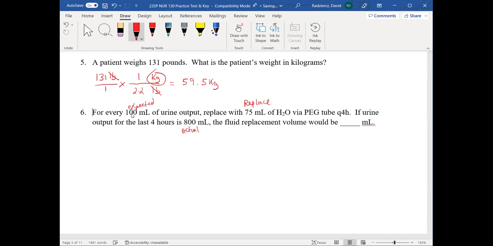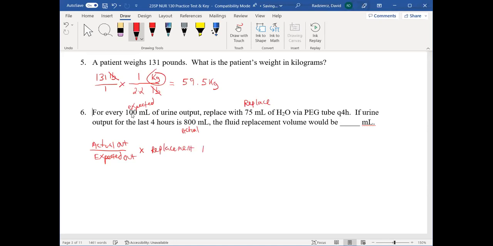Meaning that for every 100 that is lost, we're going to replace with 75. So now you know the variables, or at least are starting to learn them. The formula is you take the actual output over the expected output, and then multiply that by the replacement volume.